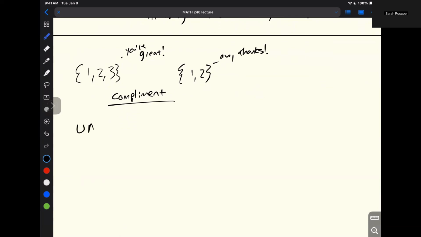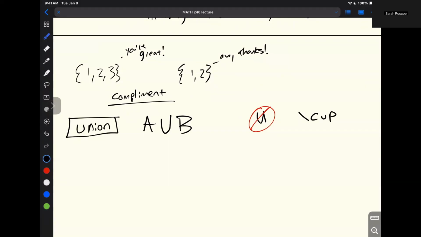All right, the union of A and B. This is an operation that takes two sets, a binary operation. We denote it with this big U looking thing. It is not the letter U. It is instead \cup in LaTeX. It doesn't have the little tail that a capital U has. It's just a U with no tail.